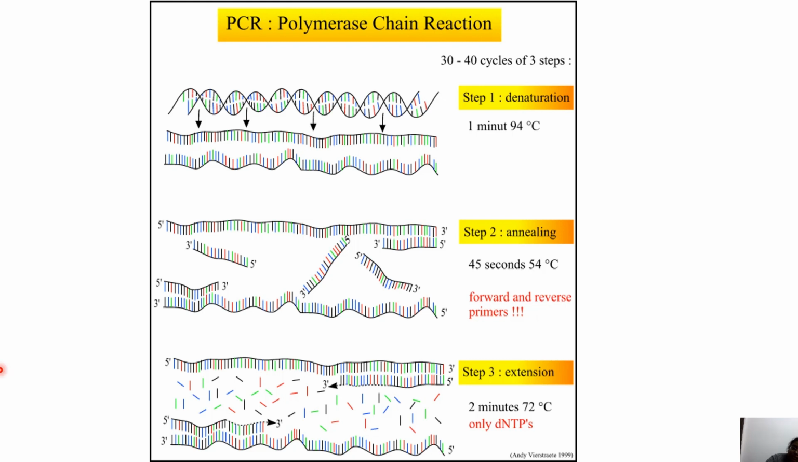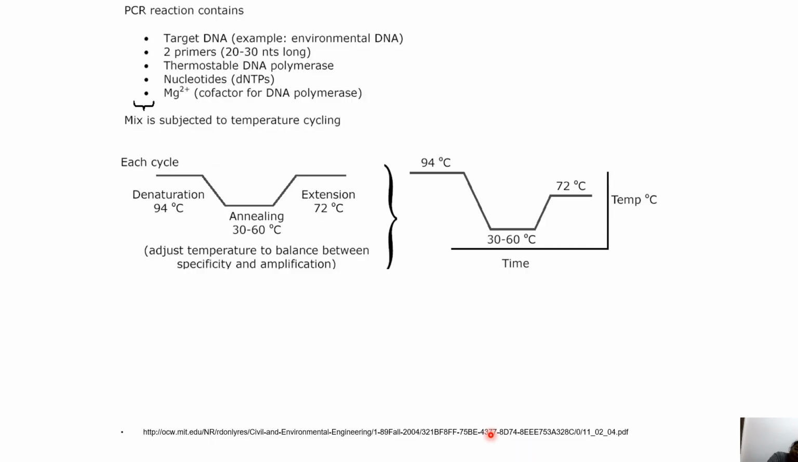Now, what are the steps of PCR? Step 1 will be denaturation. The temperature will be 94 degrees Celsius. Then we have annealing. It will be 54 degrees Celsius for forward and reverse primers. And then we have extension. We have 72 degrees Celsius, only dNTPs.